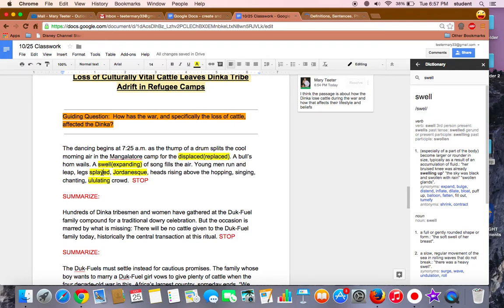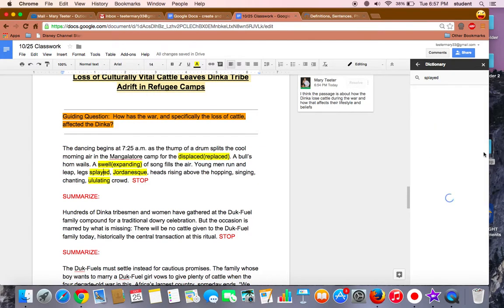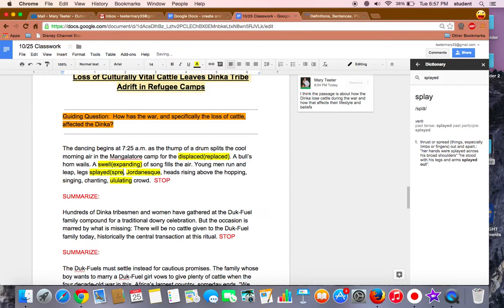Then I'm going to go to splayed. And it says thrust or spread out and apart. So spread out. And I'll look up Jordanesque.